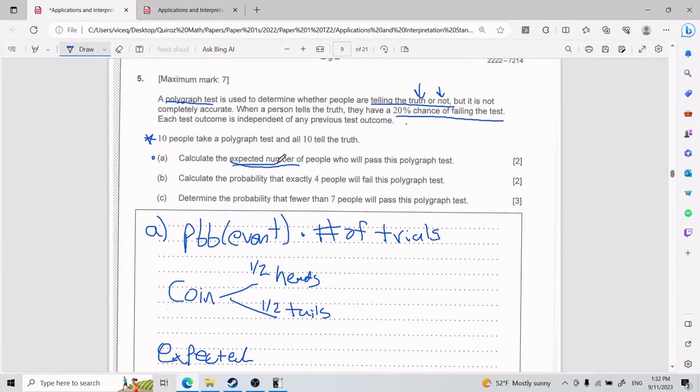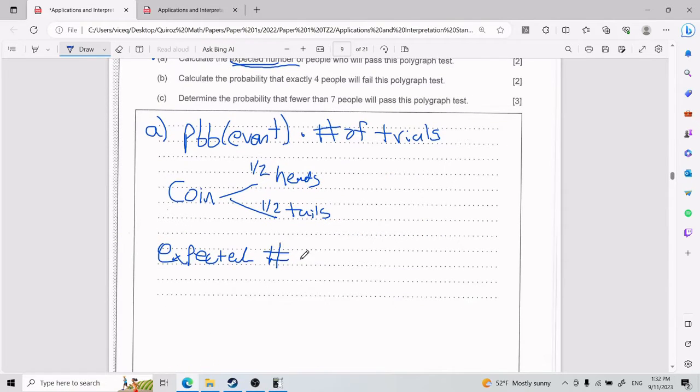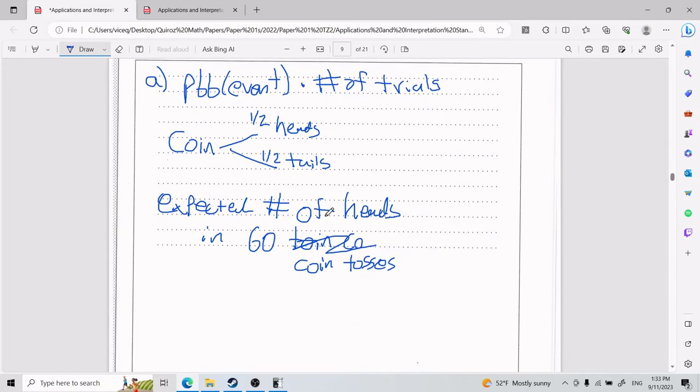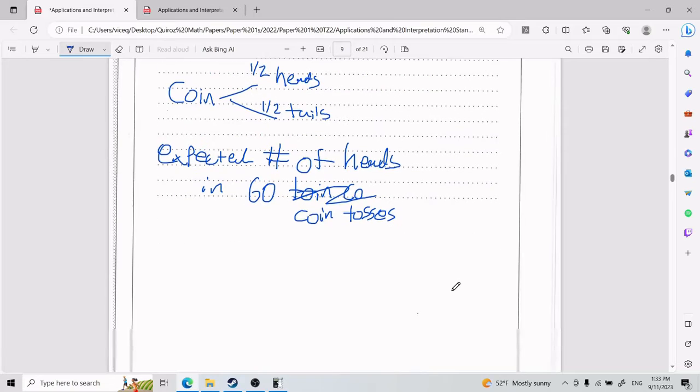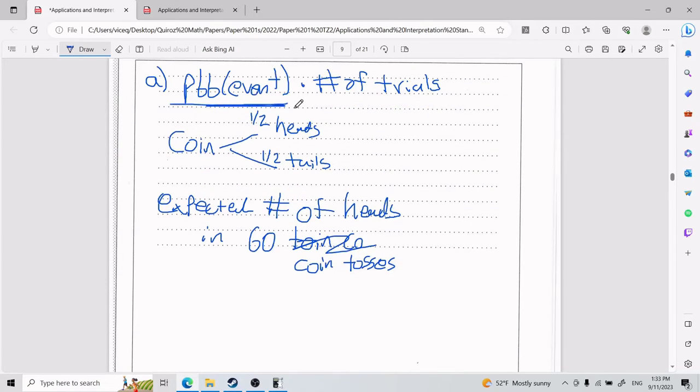And so I go ahead and ask you, what is the expected value, or better said, expected number of heads in 60 coin tosses. My bad. This is a math class, not a language class. So expected number of heads in 60 coin tosses. I'm going to be taking the probability of the event, which is 1/2, and then the number of trials, in this case 60. So 1/2 times 60, 60 divided by 2, that gives me 30.